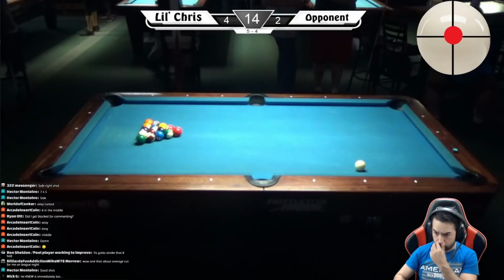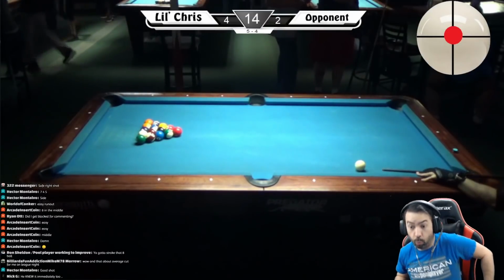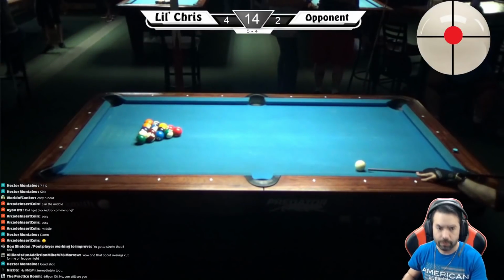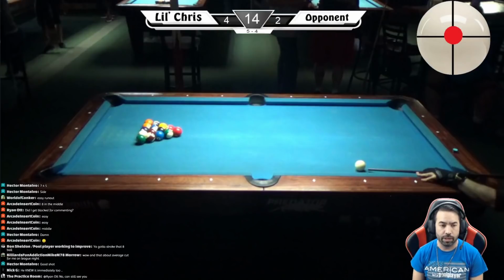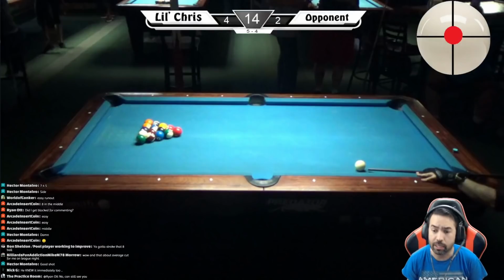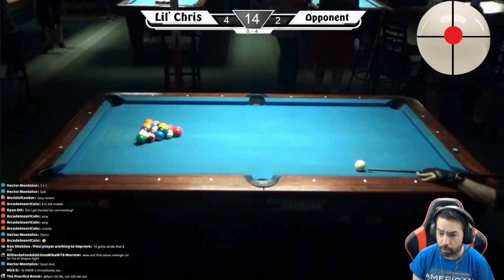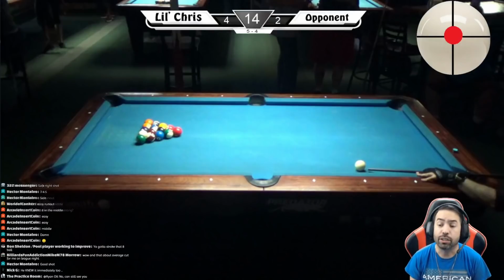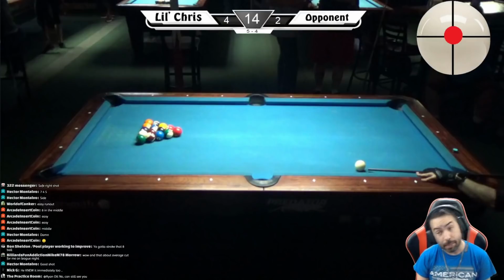Okay, so during this session, when I'm on the hill, let me go ahead and stop the video here. When I'm on the hill, I do try to make the 8 ball on the break because in APA League, when you make the 8 ball on the break and you don't scratch, you win the rack. If you make the 8 on the break and scratch, you lose the rack.